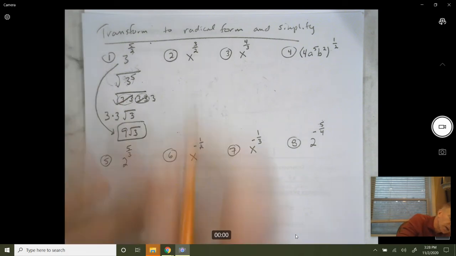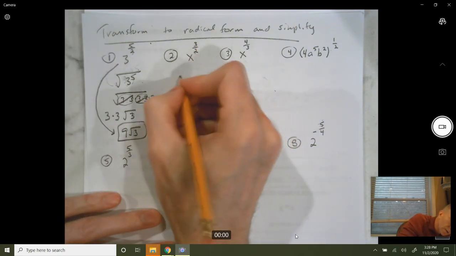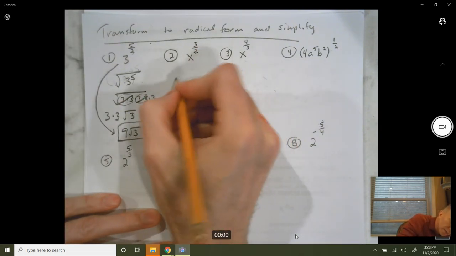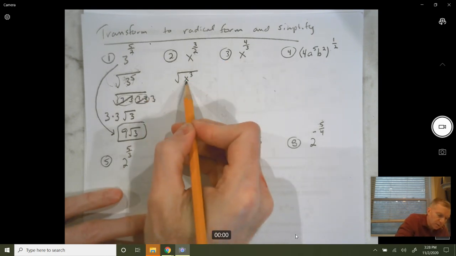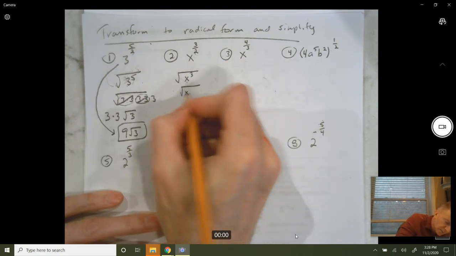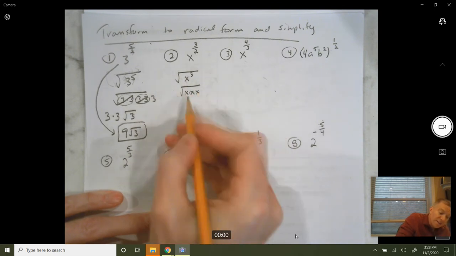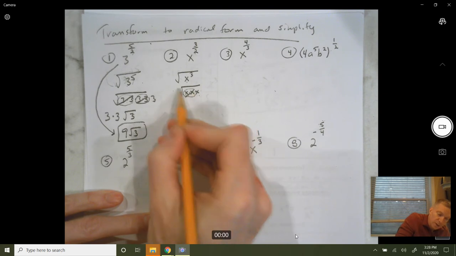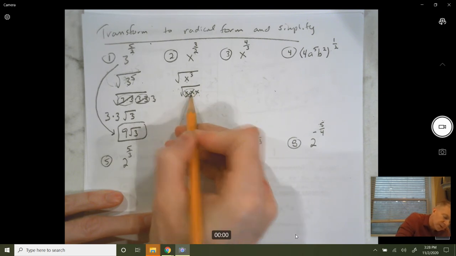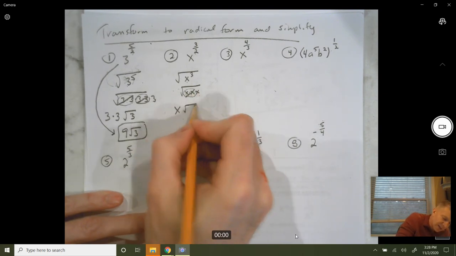Let's try another one. Square root of x cubed. Whatever's on the bottom, that's the root you're taking. X cubed. Do we have a perfect square? We do. We have a square root of x times x times x. We've got 3 x's. 2 of them makes a perfect square. That's x squared. The square root undoes the squaring. So we have an x on the outside, x rad x.